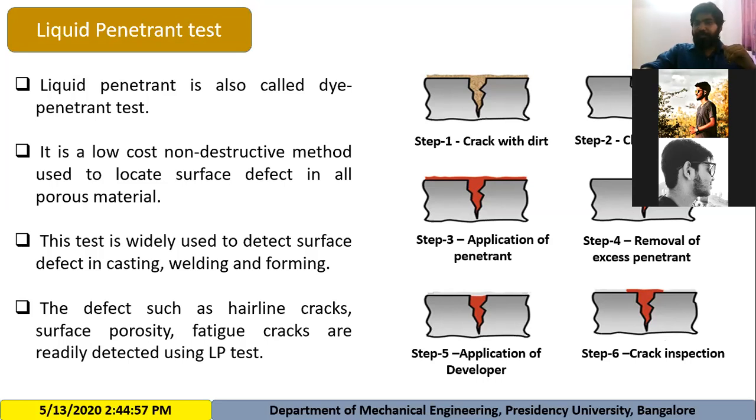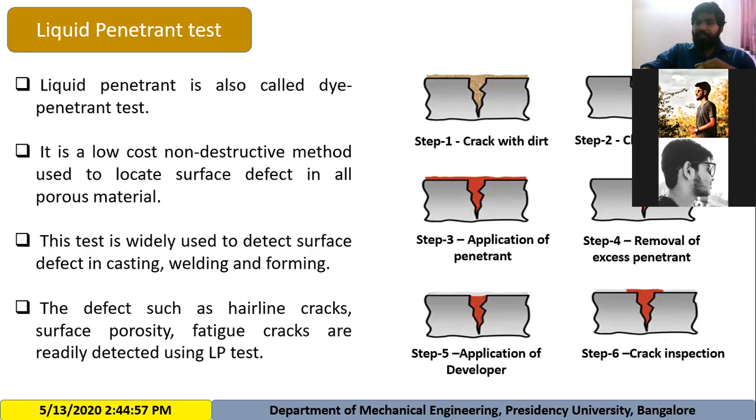In the next step, what are you going to do? Application of developer. Developer is nothing but some sort of agent which, when applied on this surface, is going to suck this liquid dye and it will get colored. Suppose here you are going to apply chalk powder. On the surface of this, you are going to apply the chalk powder here.